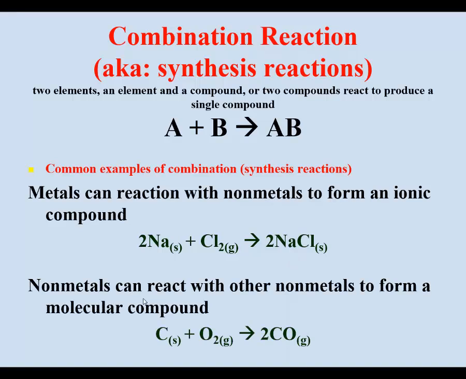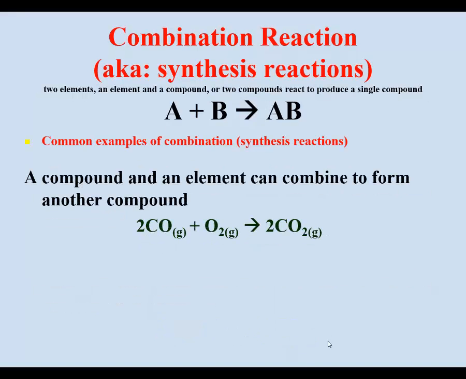Another example would be having two nonmetals combine to form a molecular compound. So let's say we have carbon reacting with oxygen. We could end up having carbon reacting with oxygen, could form carbon monoxide, so that would be a synthesis reaction. You could also have carbon monoxide combining with more oxygen in another synthesis reaction to form carbon dioxide. That could be a secondary example of this. So there's two examples of combination reactions.